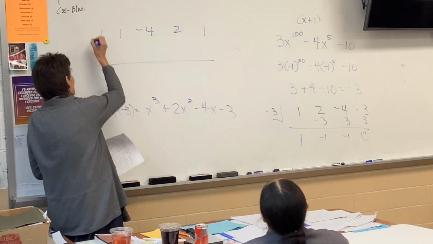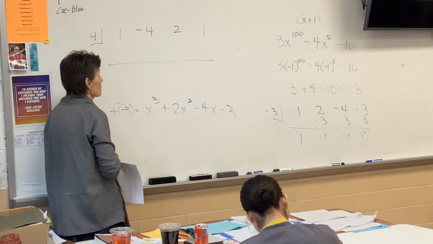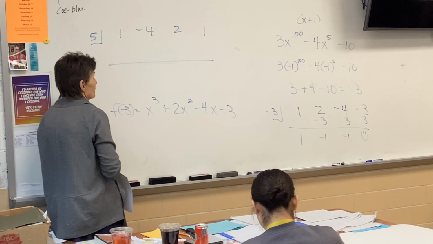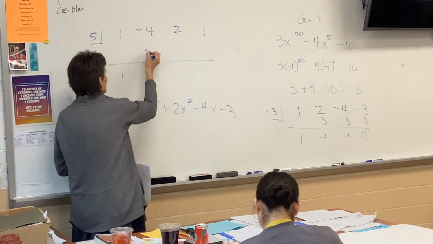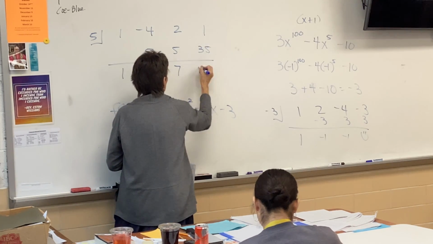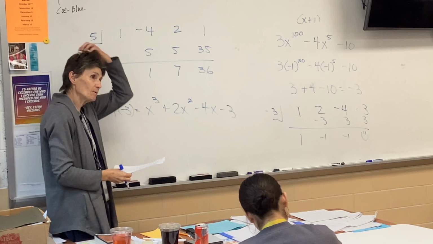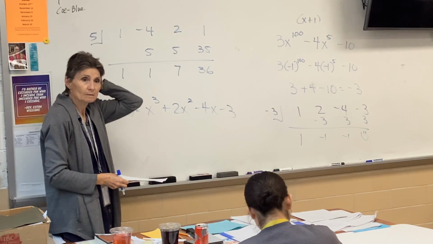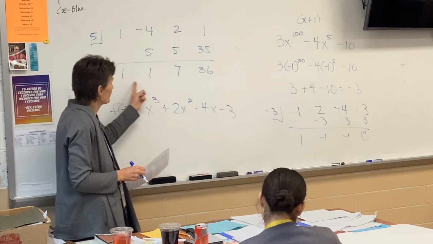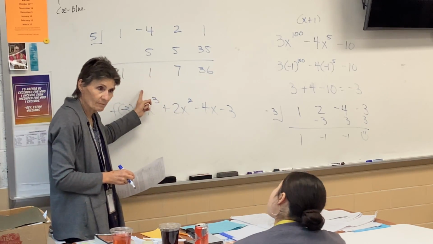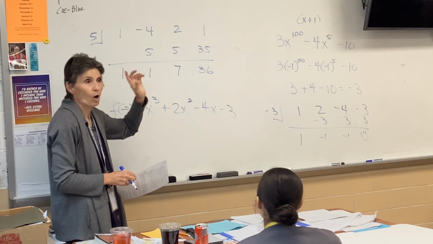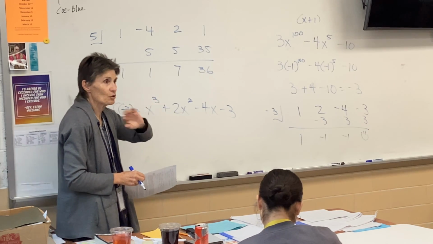So maybe I'll try 4. Actually, not 4, let's try 5. So here we go, my division. Did I find an upper bound? Yes, I did, because all of the numbers in the bottom row are positive. Do you think 6 would have worked? 7, all those numbers would work. So in this case, you're just picking one.